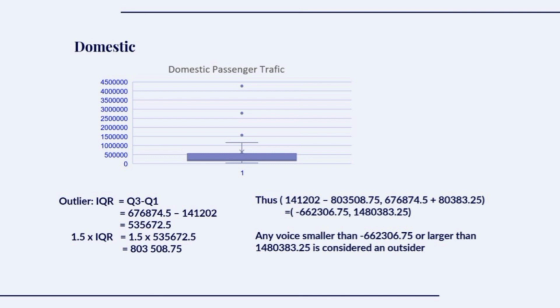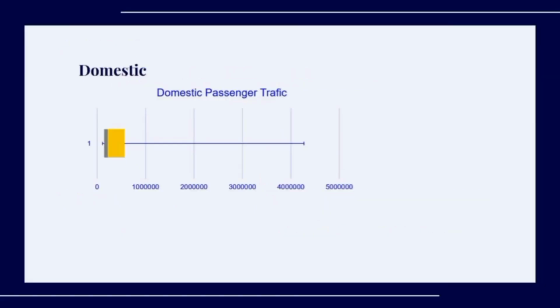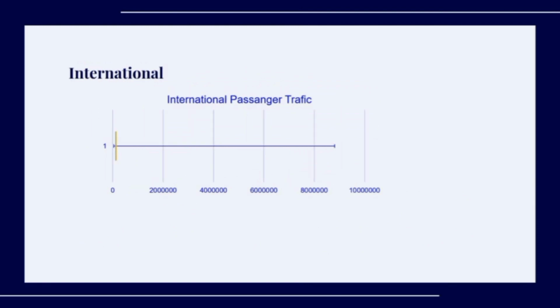With the data we get, we can find the points to create the box plot. And for the international, same as the domestic, we use the IQR formula, do the calculation, and we can plot it in the box plot. So this is the box plot for the domestic, and this is the box plot for the international.